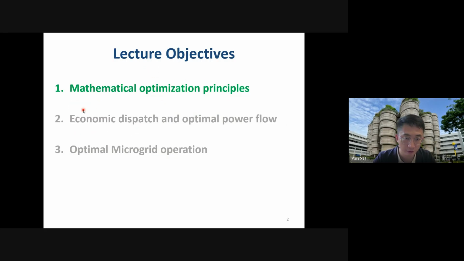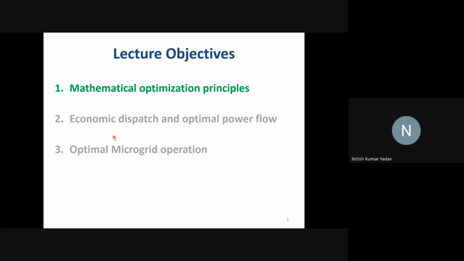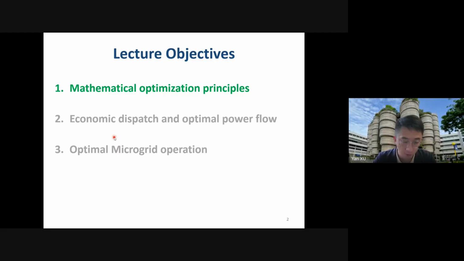So three sessions. First of all, we will quickly go through some principles for mathematical optimization. I suppose many of the participants are already familiar with that, but we will still have a quick overview, including the mathematical properties of optimization models, and so on and so forth. And after that, in the second session, I will introduce the economic dispatch and optimal power flow model, which are basic tools for power system operation. And this one will certainly be used by microgrid operation as well.